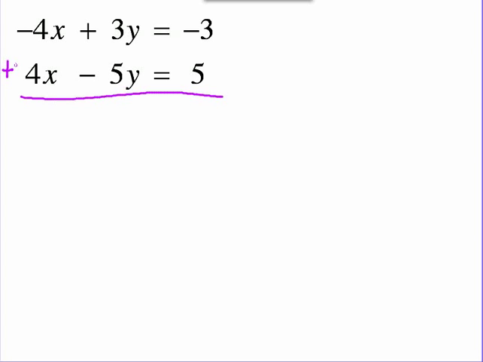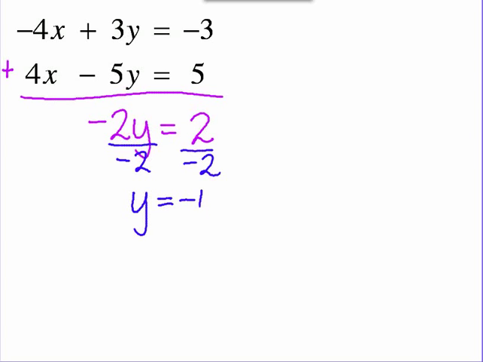I have a positive 3y, negative 5y, which is negative 2y, equals, what is negative 3 plus 5? 2. What do you now do to solve for y? Divide by negative 2. In which case, what does y equal? Negative 1. Now, where do you take the negative 1? Put it in the y spot. You put it in the y.